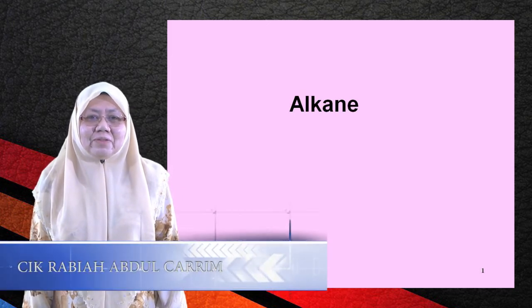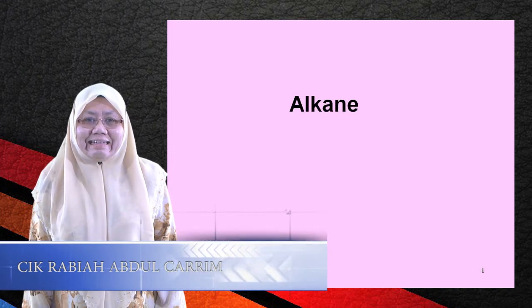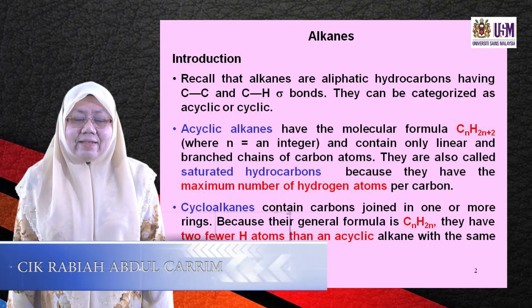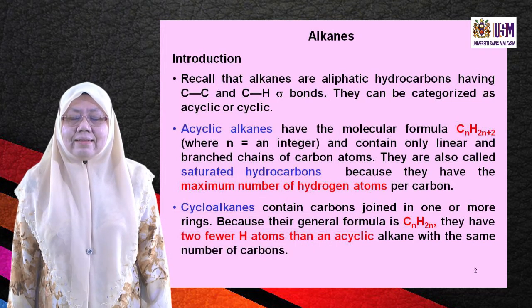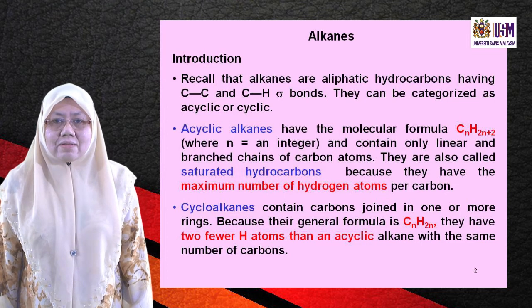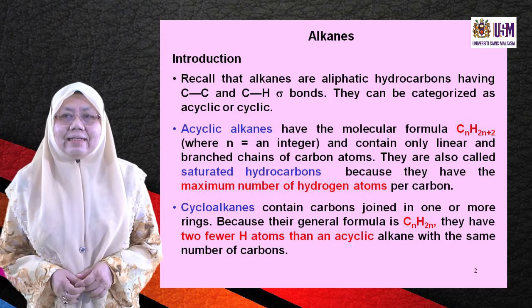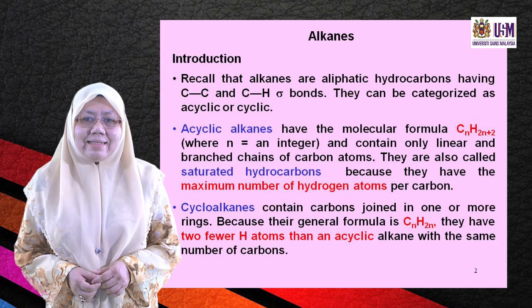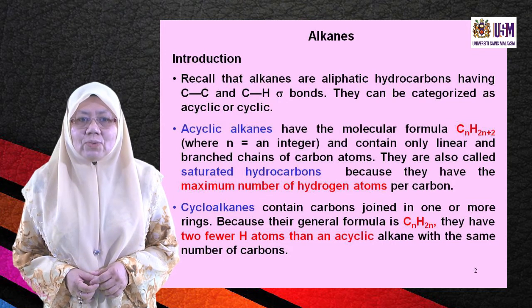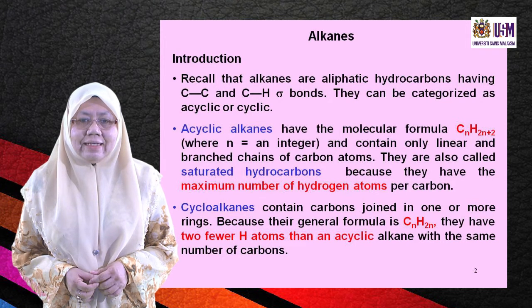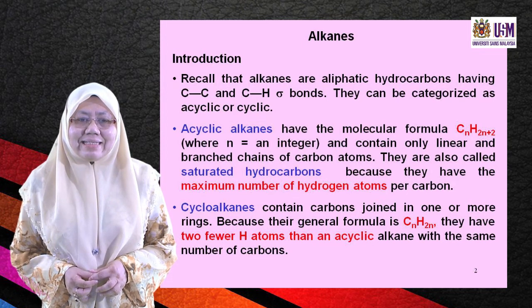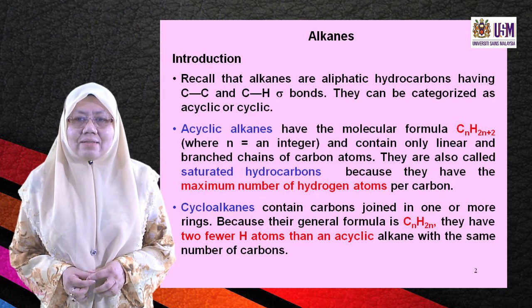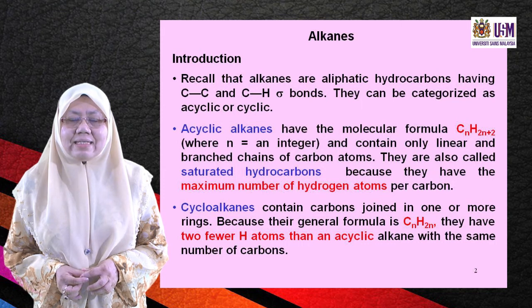Now we're going to go into the first topic of organic compounds, that is the alkanes. Recall that alkanes are aliphatic hydrocarbons having carbon-carbon and carbon-hydrogen sigma bonds. They can be categorized as acyclic or cyclic. Acyclic alkanes have the molecular formula CnH2n+2, where n is an integer, and contain only linear and branched chains of carbon atoms. They are also called saturated hydrocarbons because they have the maximum number of hydrogens per carbon.